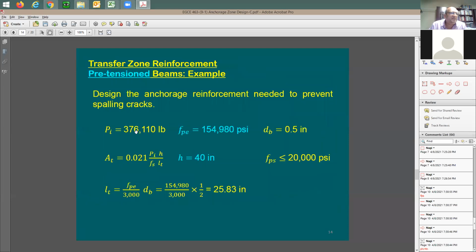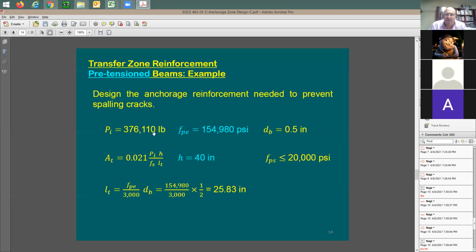Let me take here this 376 kips. Take 4% of this. What does it mean by that? Can someone help me with this? 4% of this force, how much? This is 15.044. So 15 kips? Okay. Yeah. 15.04, good, all right.